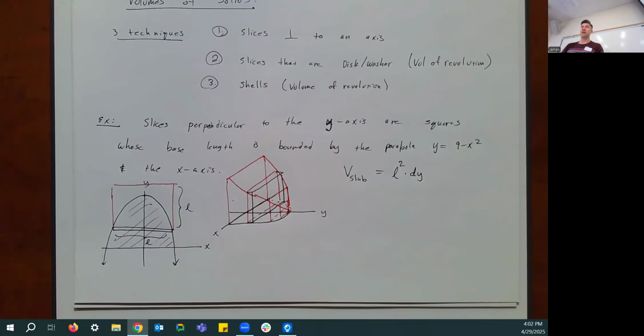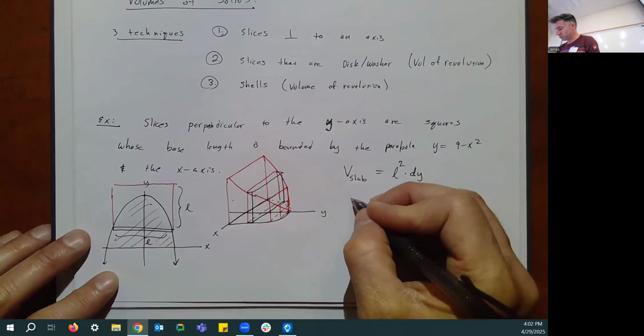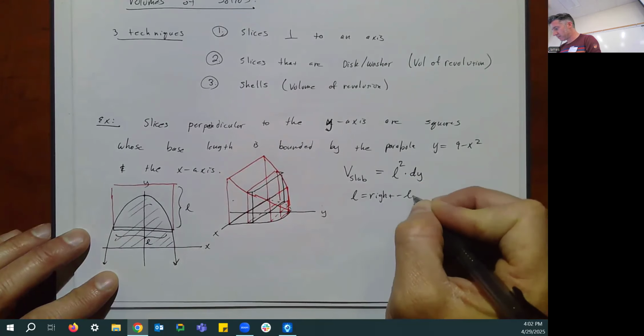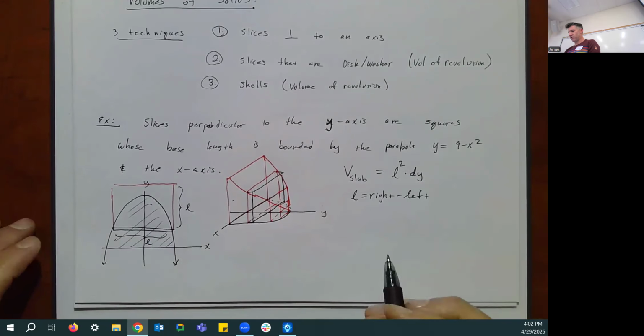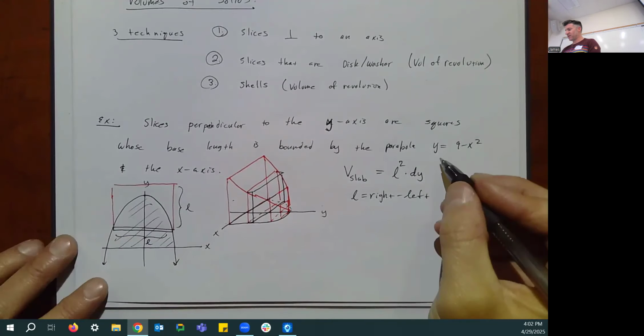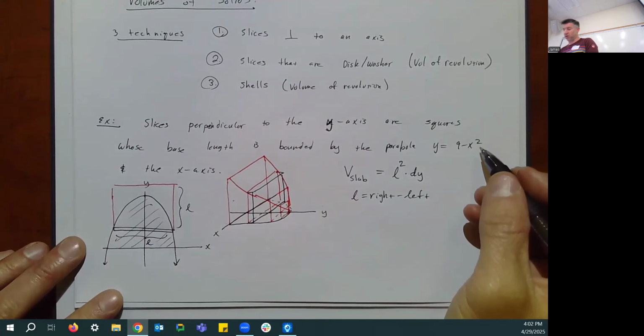But dy tells me that I'm going to have to be integrating with respect to y. So I need to get this length in terms of y. So I essentially need the right function minus the left function. So the length is the right minus the left. Okay, well that means I have to do x as a function of y. So my y equals 9 minus x squared, I have to solve for x here.